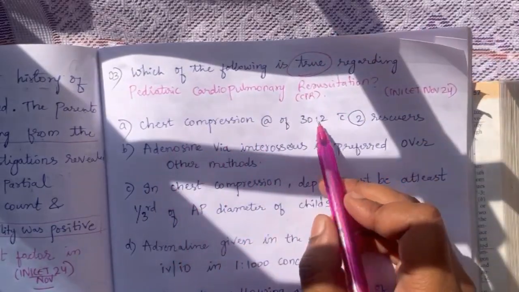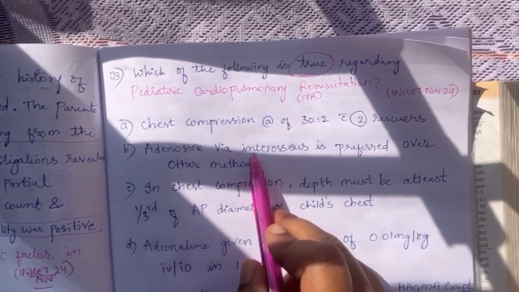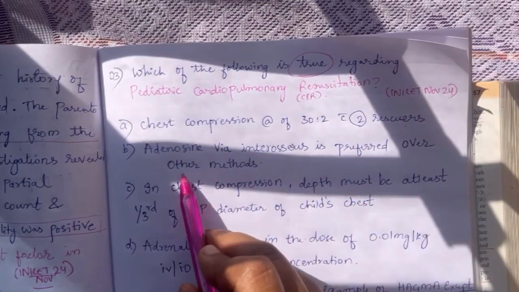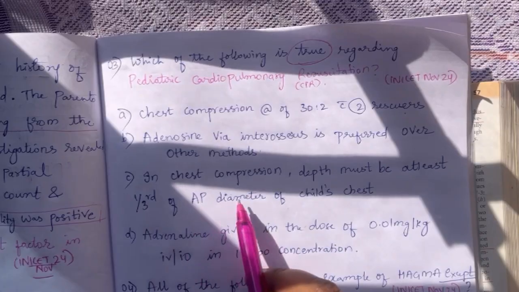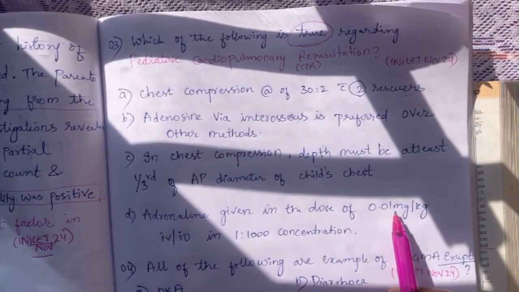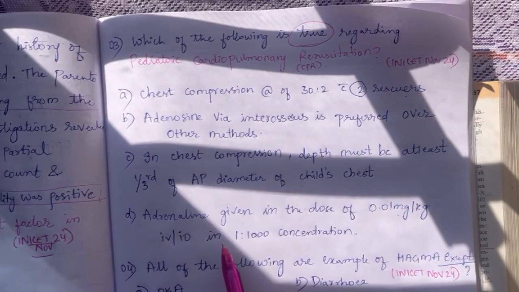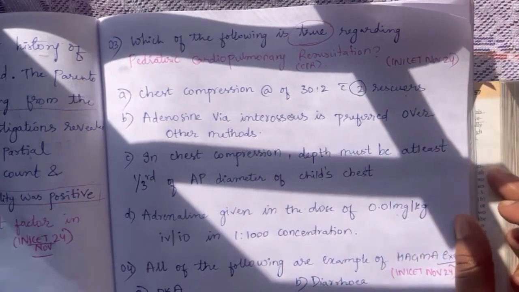Chest compressions at the rate of 30:2 with 2 rescuers. Adenosine via interosseous is preferred over other methods. In chest compression, depth must be at least 1/3 of AP diameter of the child's chest. Adrenaline given in the dose of 0.01 mg per kg IV or IO in 1:1000 concentration. What do you think is the answer to this question?